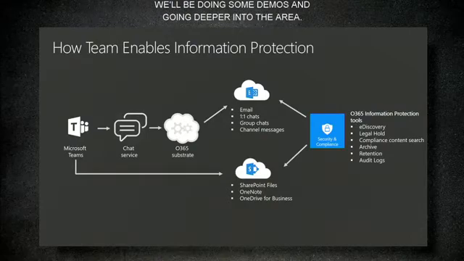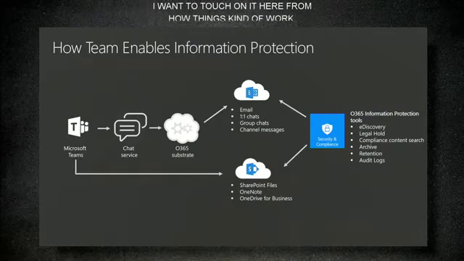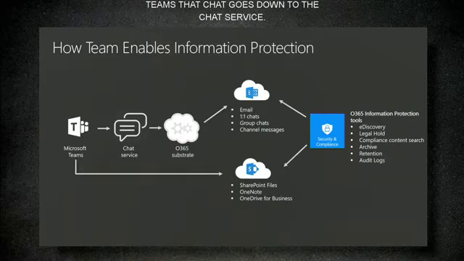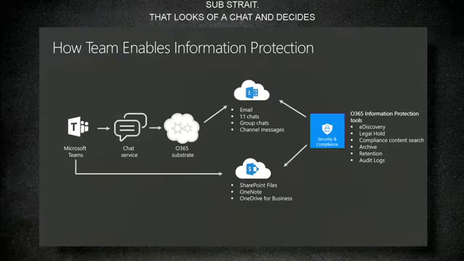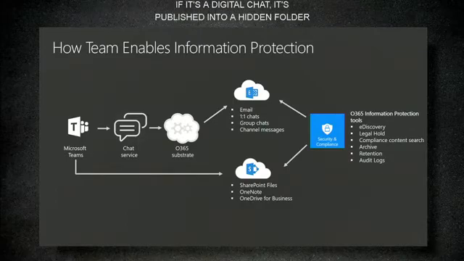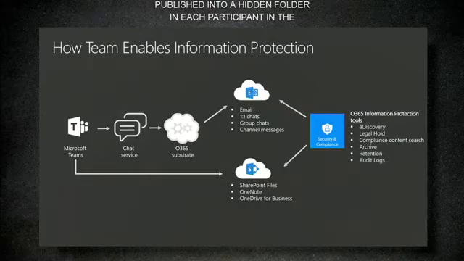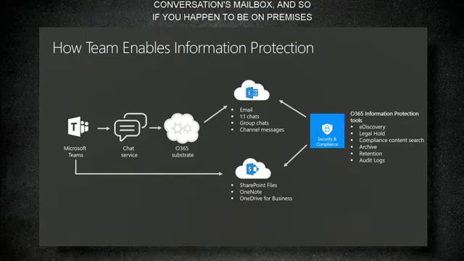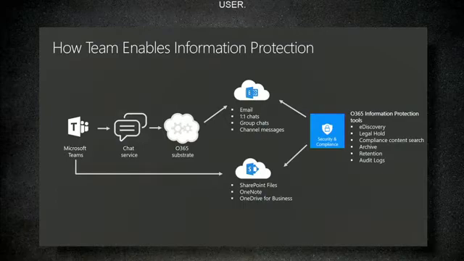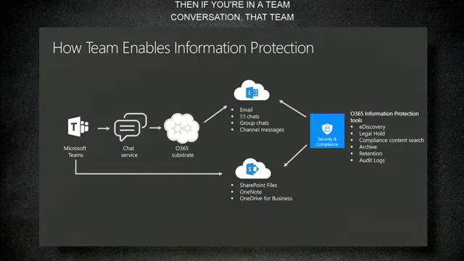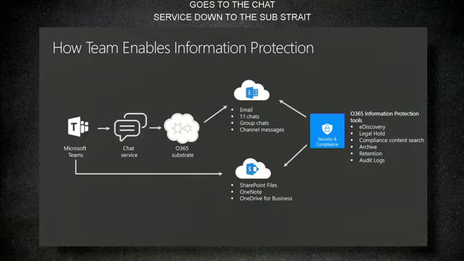So basically, if you have a chat in Teams, that chat goes down to the chat service. We have a service internally that we refer to as the substrate, and it looks at the chat and decides what to do with it. If it's an individual chat, it's published into a hidden folder in each participant's mailbox. If you happen to be on premises with Exchange, we publish that same information out into cloud storage for each individual user. Then if you're in a team conversation, that conversation again goes to the chat service, down to the substrate, and is published into a hidden folder in the group mailbox associated with that team.